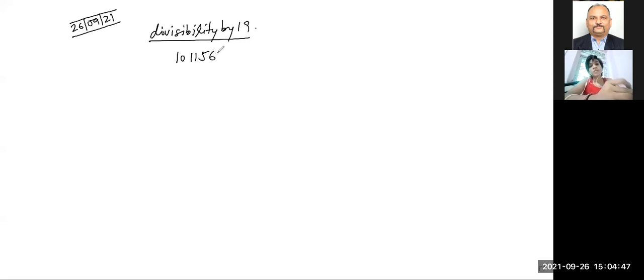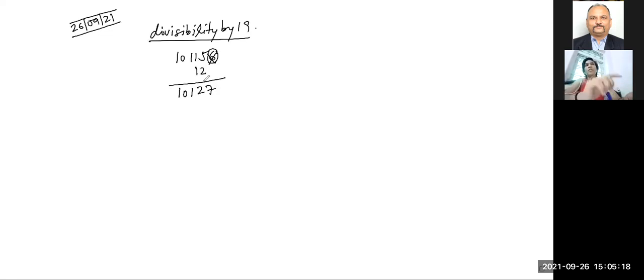Just pick the last number and make it double, so 6 double will be 12. So we'll write 12 here and we'll cancel 6. Clear? And now we will add both of them, so what will happen? It will come out to 10127. Is this part clear?